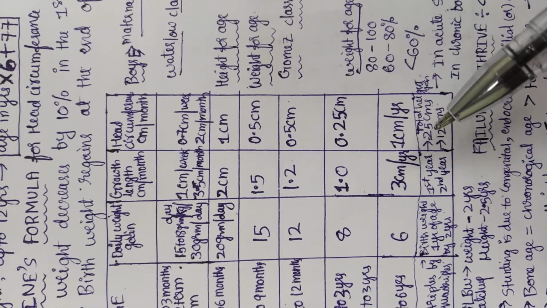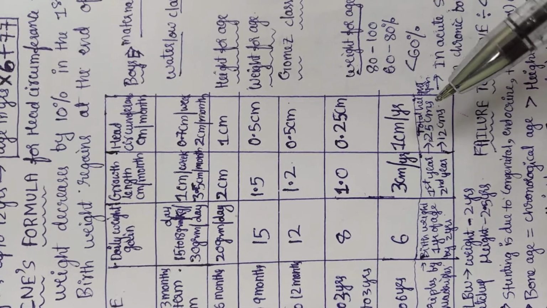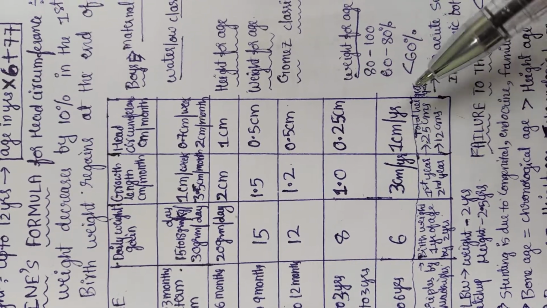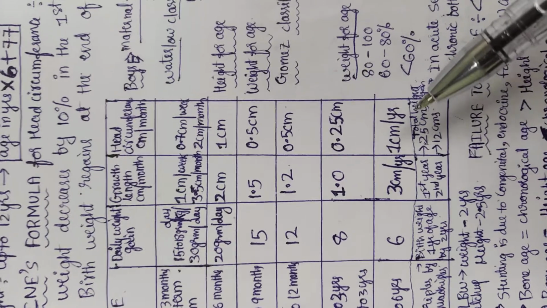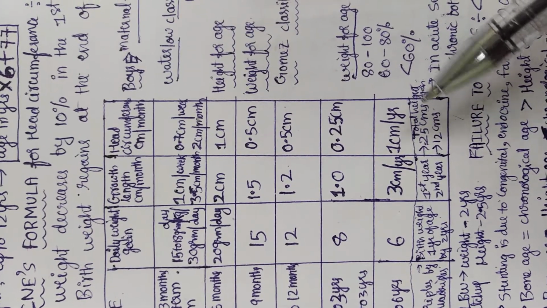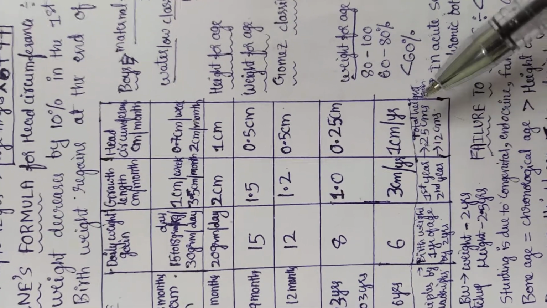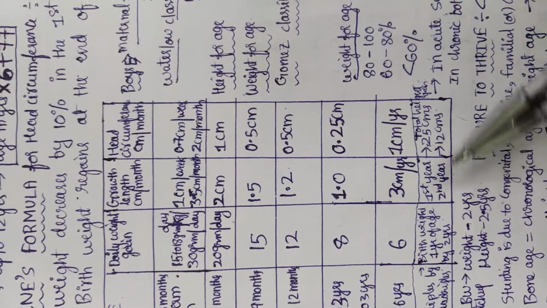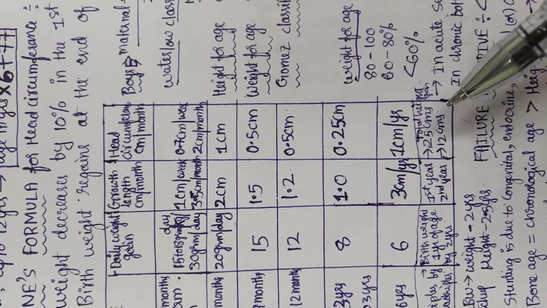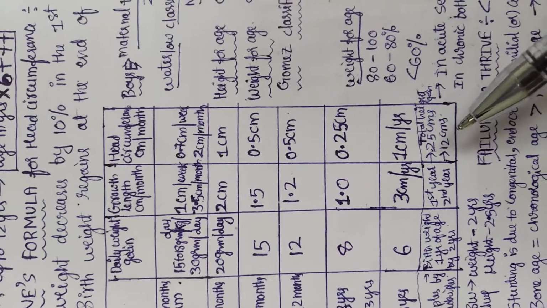In the first year, the total height gain is 25 centimeters. That is, if a newborn is 50 centimeters at birth, he will be 75 centimeters by the end of the first year. In the second year, the total height gain is 12 centimeters. By the end of the second year, it will be 87 centimeters.